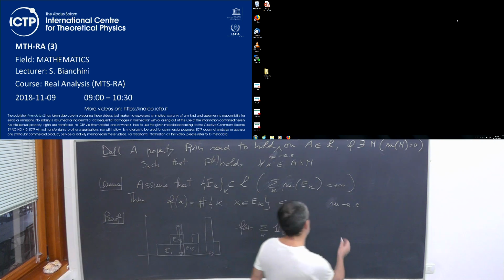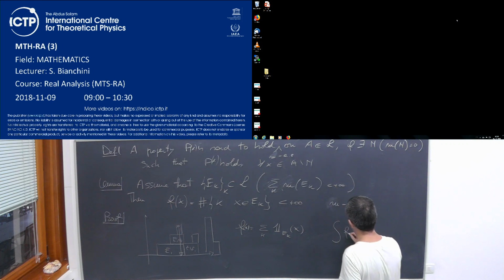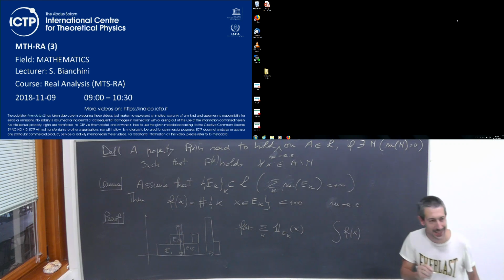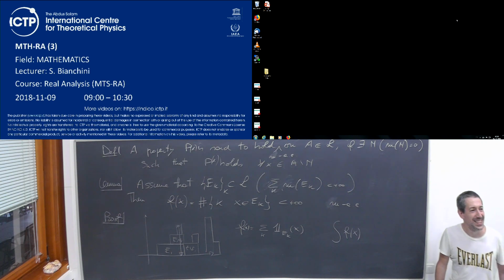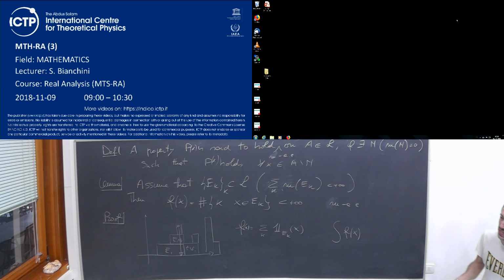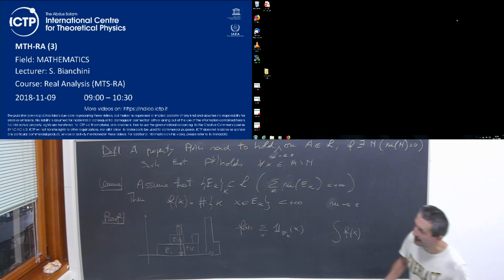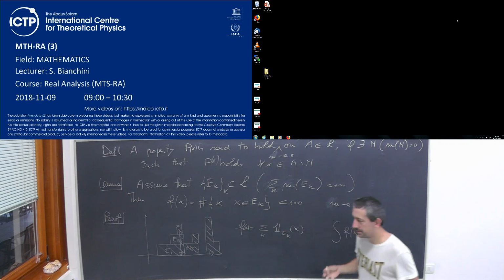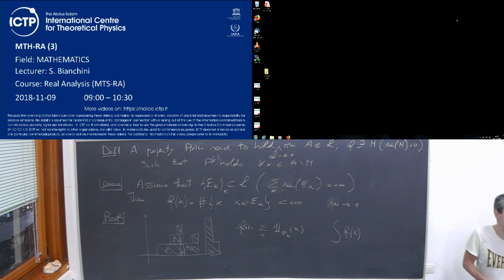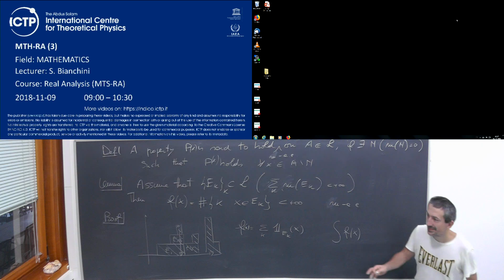Let's compute the integral of f of x. I know that it is not yet defined, but I want to understand. Then we do another proof, but just to have the feeling: what is the integral of f of x? What is this area? It is the sum of the measures.